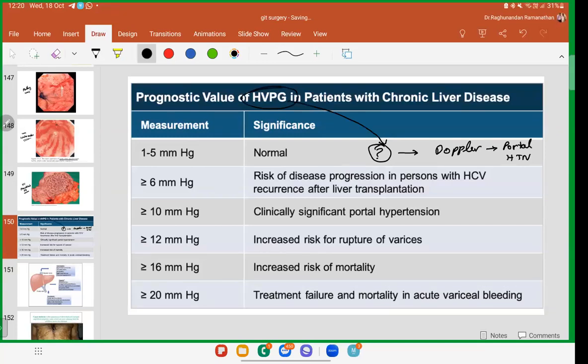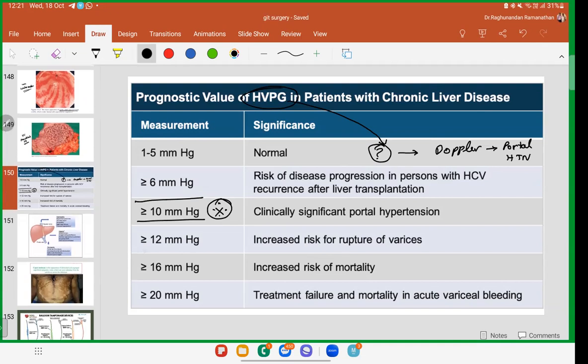When that is 1 to 5 millimeter of mercury, it is normal. When it is 6 to 10 millimeter of mercury, it is preclinical sinusoidal portal hypertension. Preclinical sinusoidal portal hypertension. When it is more than 10 millimeters, this is very important. When it is more than 10 millimeters, it is clinically significant portal hypertension.